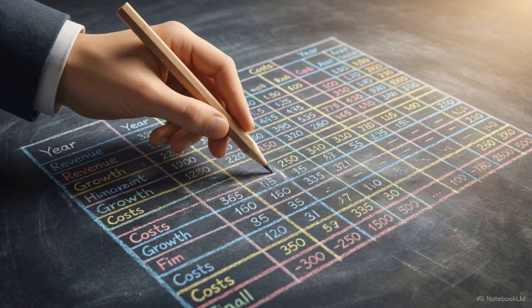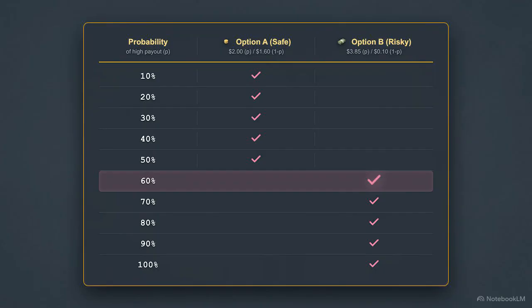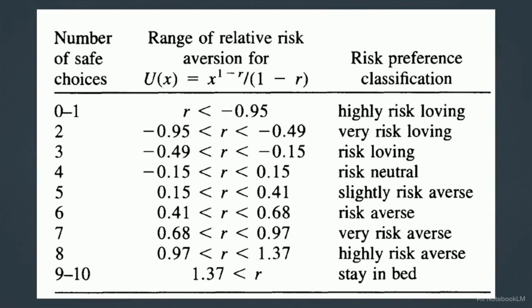As a subject evaluates the list row by row, the rising probability of winning eventually forces them to abandon the safe option and switch to the risky one. This table shows how economists use that switch point. The row where a subject defects bounds their unobservable R parameter. For example, 6 safe choices maps cleanly to an R value between 0.41 and 0.68, classifying them as risk-averse.